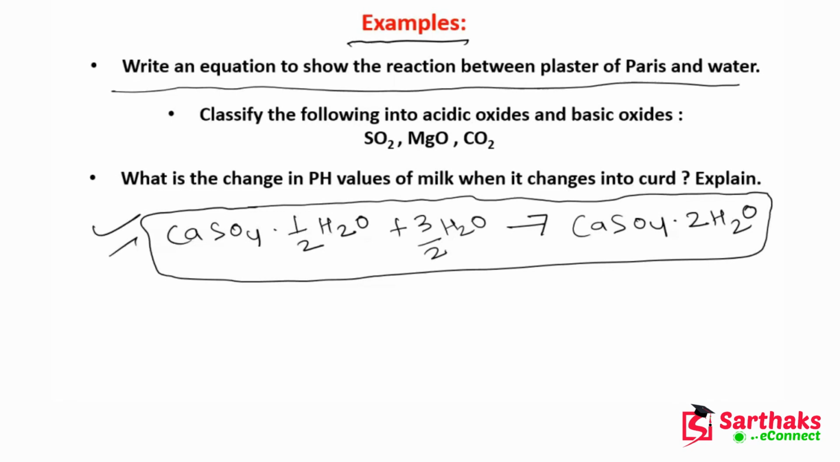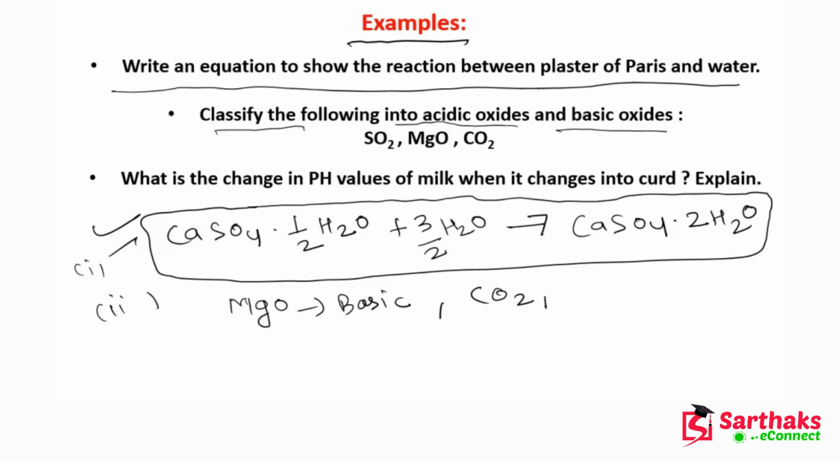Now guys, let's talk about the second question. Classify the following into acidic and basic oxides. Students, we all know that metallic compounds are basic in nature and non-metallic compounds are acidic in nature. So MgO, where magnesium is a metal, is a metallic oxide. So this is basically basic in nature. And CO2, where carbon and oxygen are non-metals, and SO2, where sulfur is also a non-metal, these are acidic in nature.